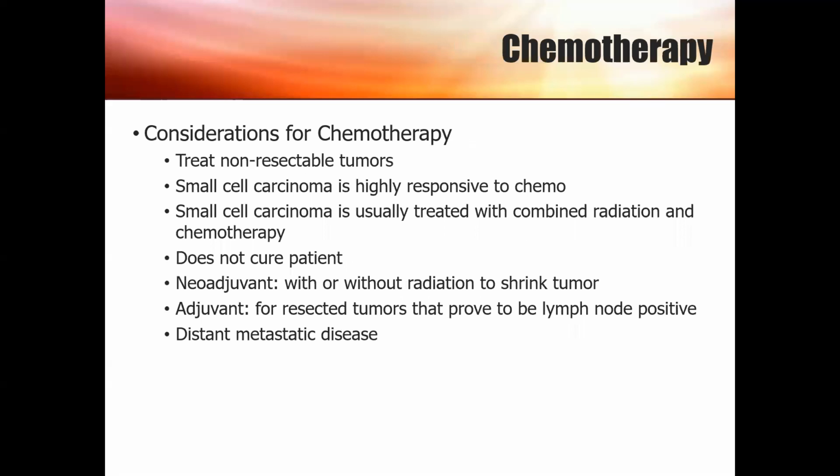Chemotherapy is utilized to treat non-resectable tumors. So small cell carcinoma is highly sensitive to chemo, so those cases are treated with chemo and may also include radiation therapy as well. Chemotherapy does not cure a patient of their lung cancer. It may shrink it and stop it from growing, but it will not cure it.